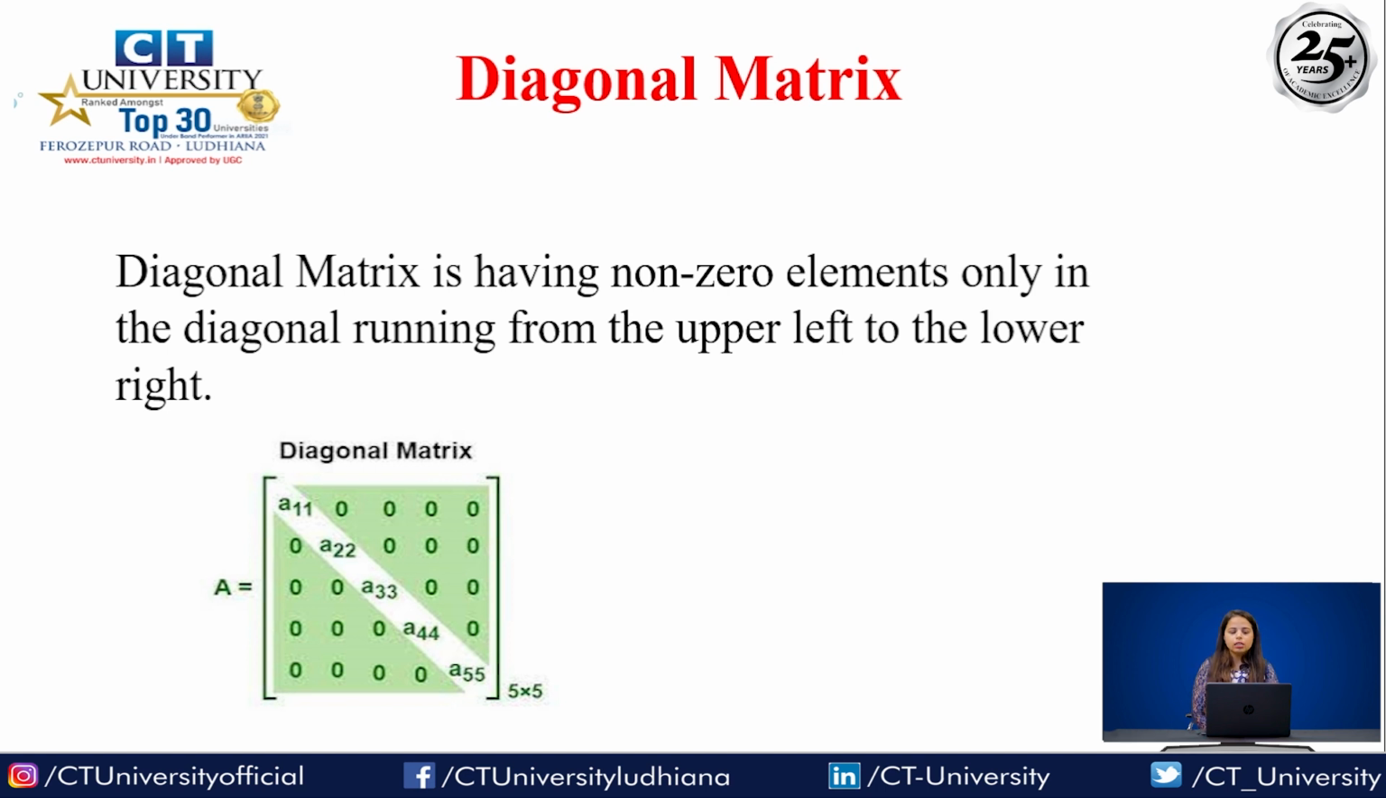According to the example of a diagonal matrix, this is your diagonal matrix. In this, there are all the non-zero elements in the diagonal form from the upper left to the lower right corner. Okay, and this is your diagonal matrix of order 5 cross 5.